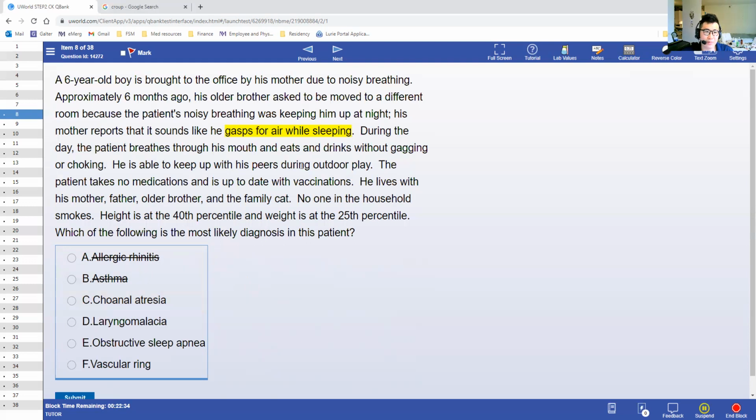Actually, could it be? Does he breathe through his mouth? I'm going to keep it on there for now. Laryngomalacia, no, you'd have stridor at rest as well. OSA, we're considering vascular ring, he'd be gagging a lot more.